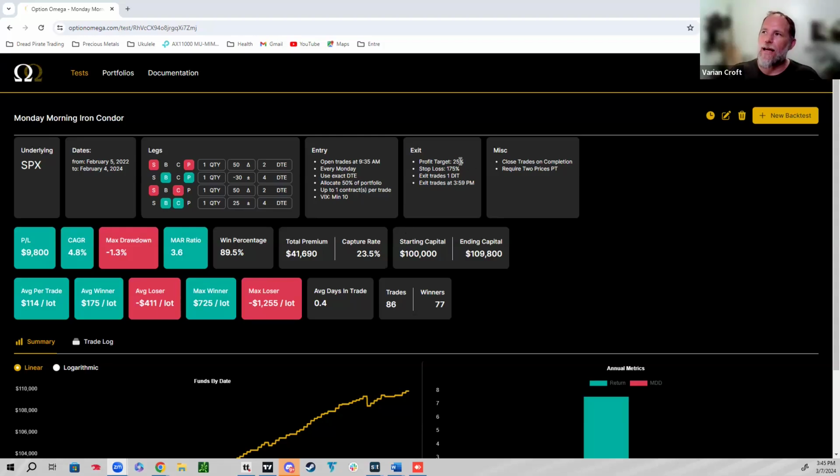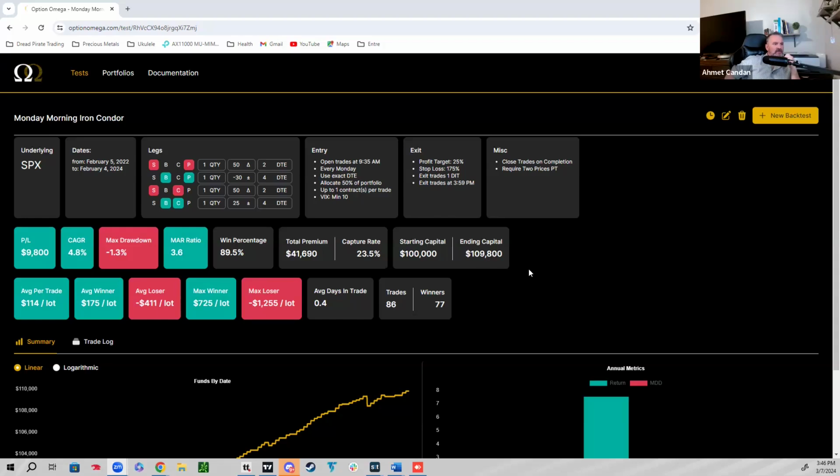Then we're setting a profit target of 25%. So we want to capture 25% of the premium, and a stop loss of 175%. All trades are exited at 1 day to expiration by the close of day. So in other words, on Tuesday, by close of day, you're closing up shop, closing all four legs. So you enter at 9:35 on Monday morning, and Tuesday just before close of business, you're closing up shop no matter what. If you took profit, you took profit. If you took a loss, you took a loss.